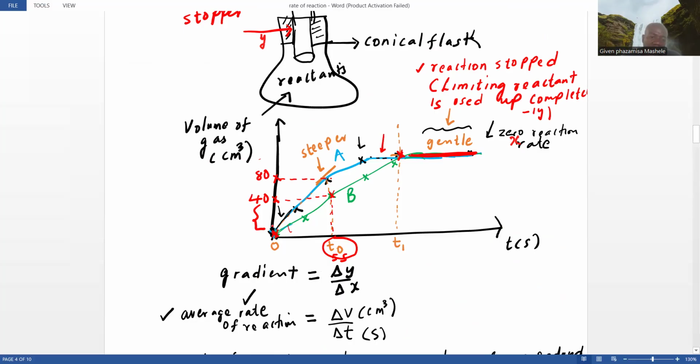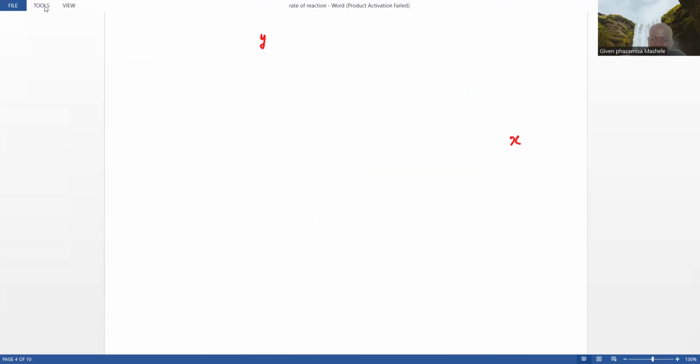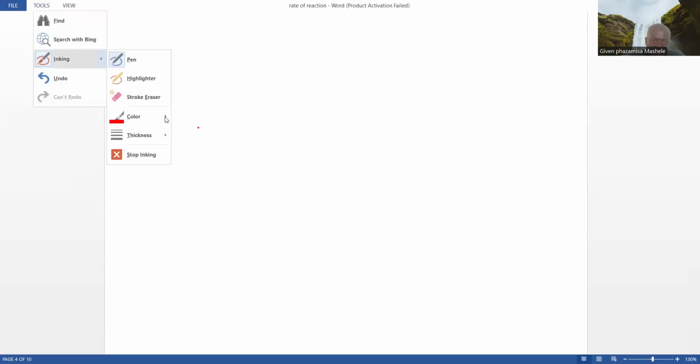Secondly, let's move on to the next part. The second method of measuring rate of reaction is to look at the changes in mass. We can look at the changes in mass of the reactants, how fast or how slow the mass is actually changing.